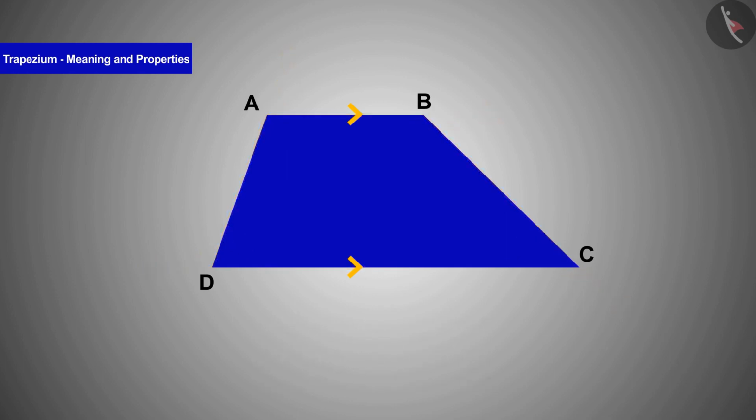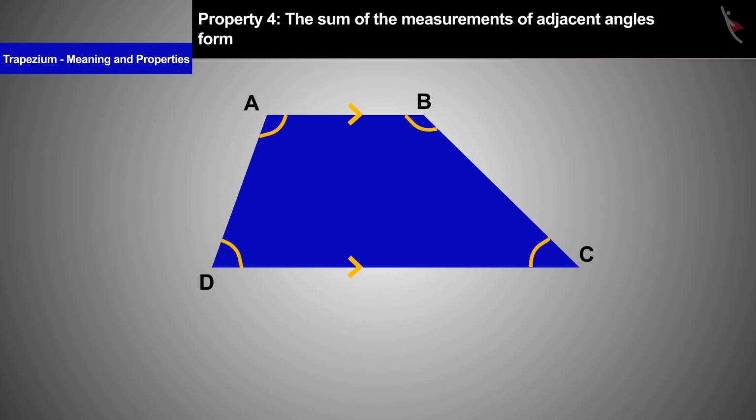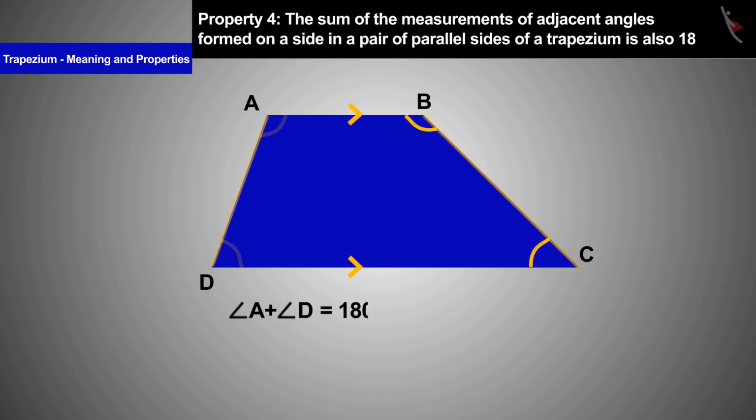An important property of trapezium is that the sum of adjacent angles on any side in a pair of non-parallel sides of a trapezium is 180 degrees.